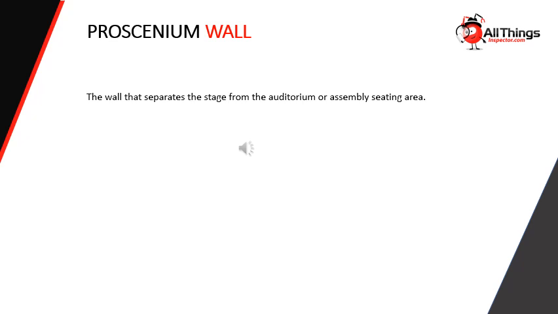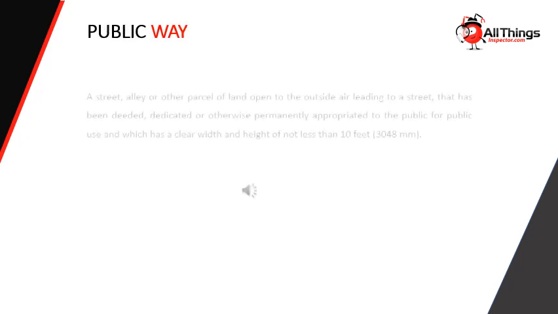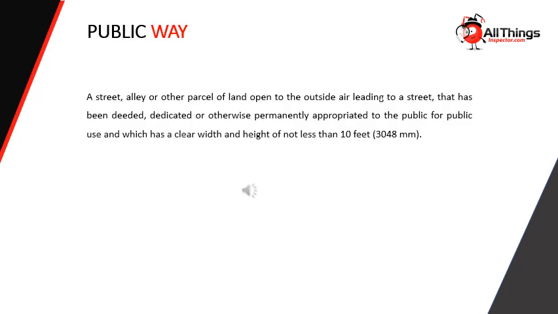Proscenium wall. A wall that separates the stage from the auditorium or assembly seating area. Public way. A street, alley, or other parcel of land open to the outside air leading to a street that has been deeded, dedicated, or otherwise permanently appropriated to the public for public use, and which has a clear width and height of not less than 10 feet, 3,048 millimeters.